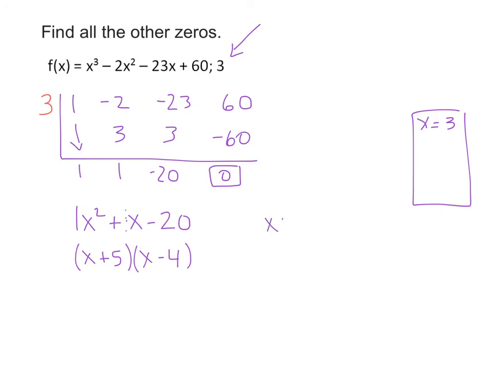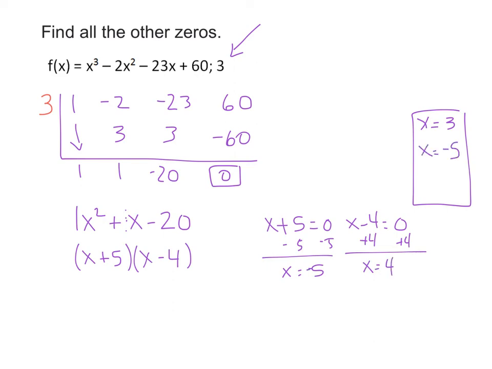So x plus 5 equals 0, x minus 4 equals 0. We're going to solve those. And there is our solution, or all of our zeros.